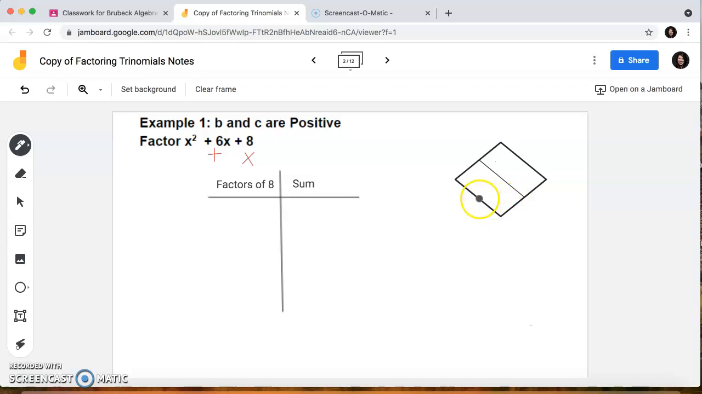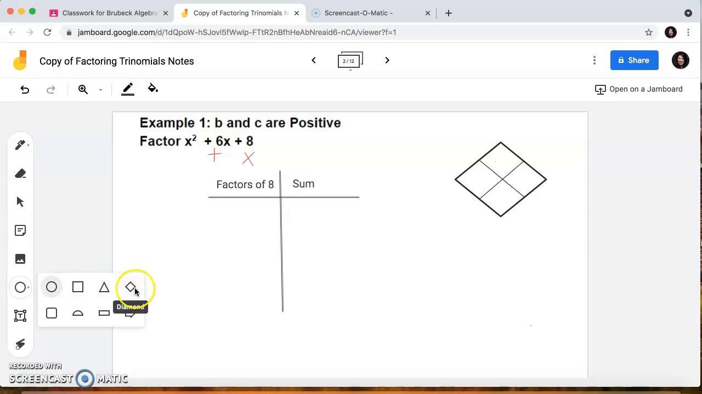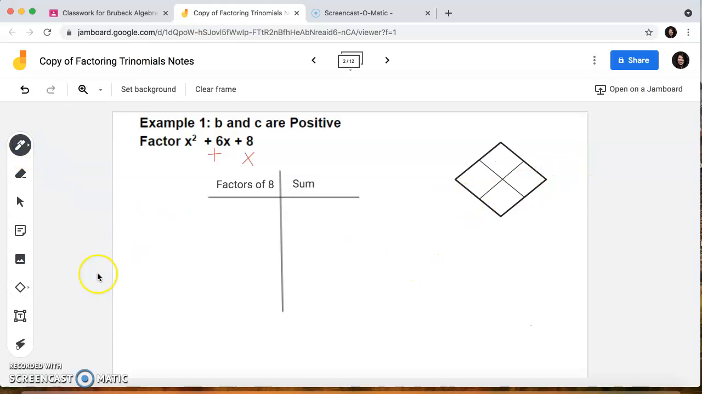And if you're wondering how to make this diamond, you can go here where there's this circle and just change it to the top right. It's a diamond. So I made lines in the diamond, and we are going to try to find two numbers. This is just like an organizational tool. Two numbers that multiply to get us 8 and add to get us 6.